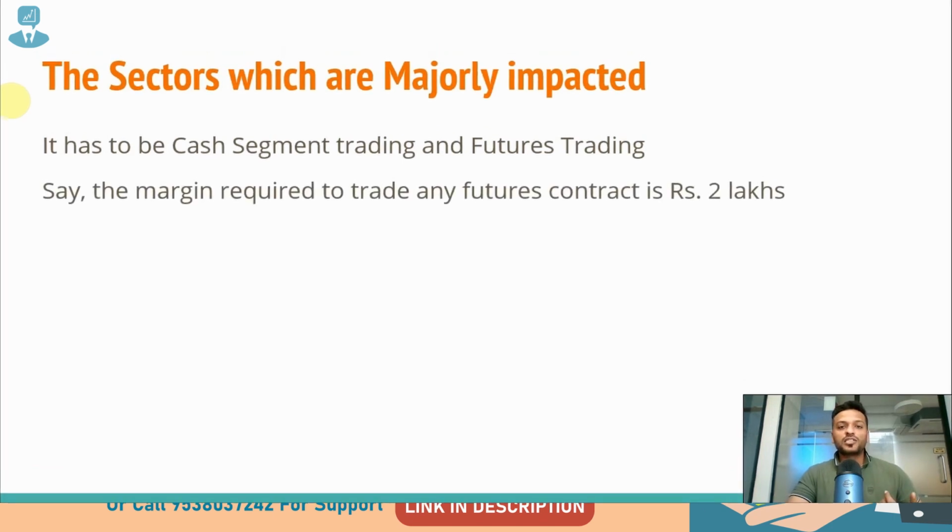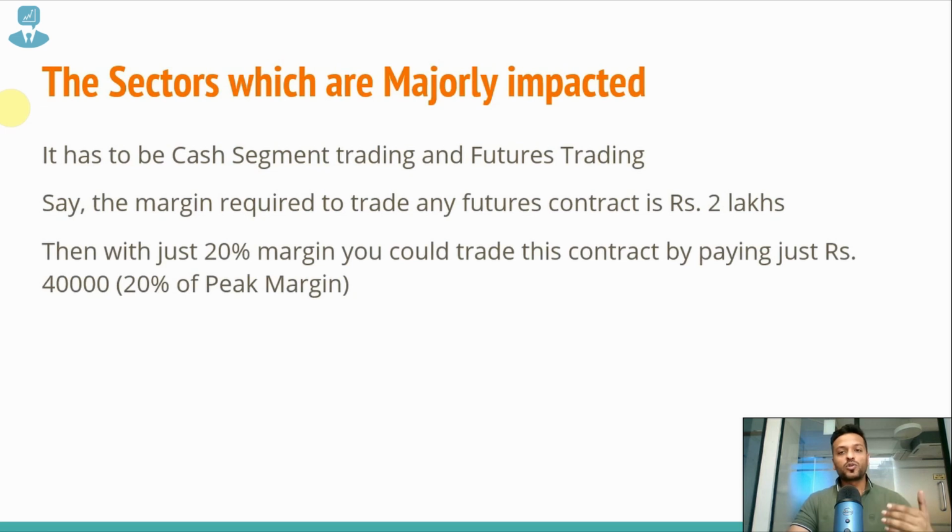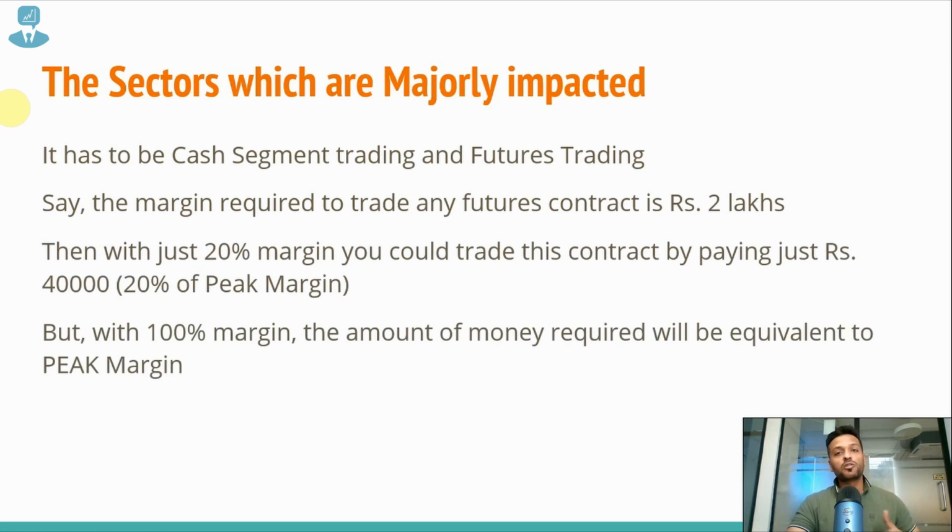Now say the margin required to trade a futures contract is rupees 2 lakh. In the previous rule, by paying only 20% margin, you could trade this contract by paying rupees 40,000 only, which is 20% of the peak margin. But under the new rules, you would be required to put 100% margin, which means you will require rupees 2 lakhs to trade that particular futures contract. So that flexibility of extra leverage has gone out of the market, which is making the traders community and the brokerage community unhappy about these new rules.